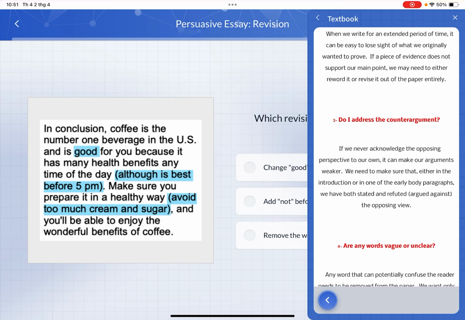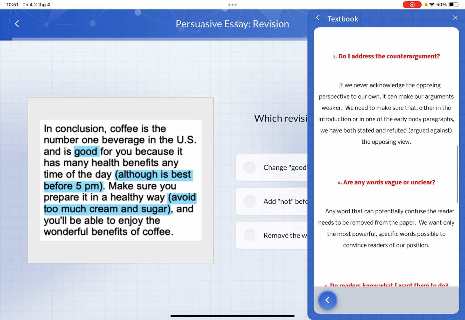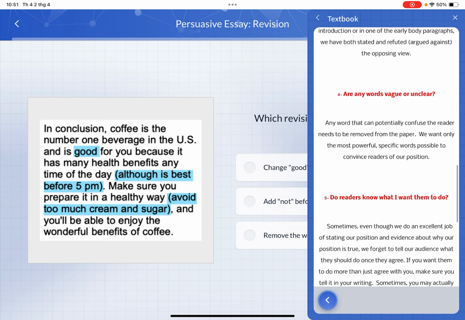Okay, third, do I address the counterargument? Well, if we never acknowledge the opposing perspective to our own, then it can make our argument weaker. And we need to make sure that either in the introduction or in one of the early body paragraphs, we have both stated and refuted, which means argued against, the opposing view.